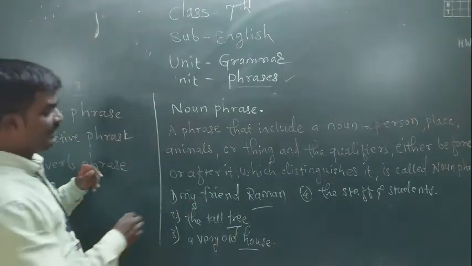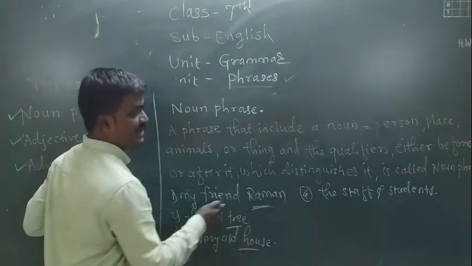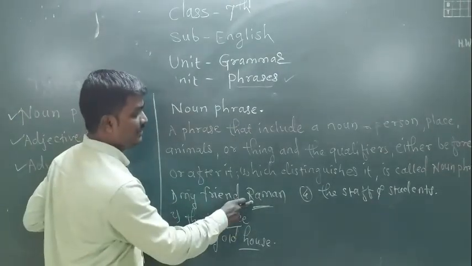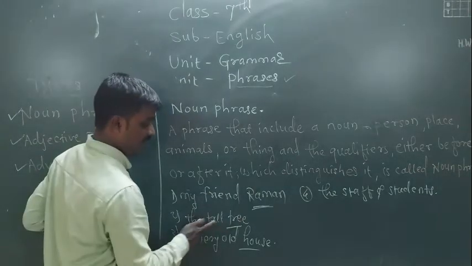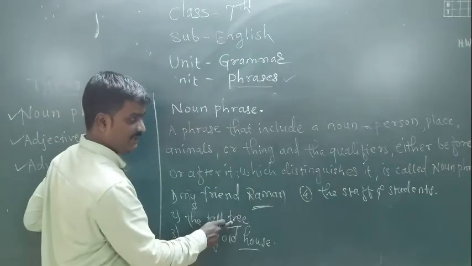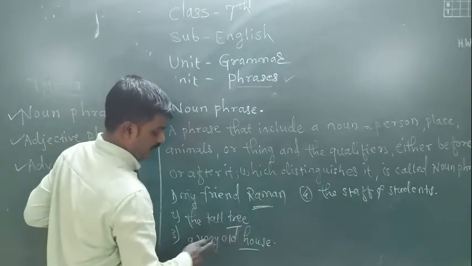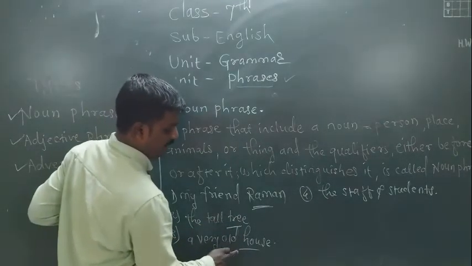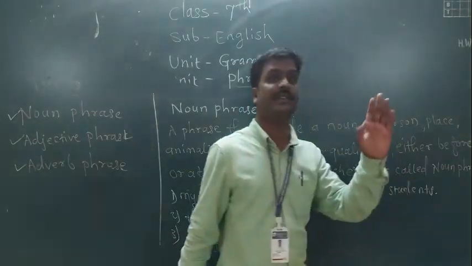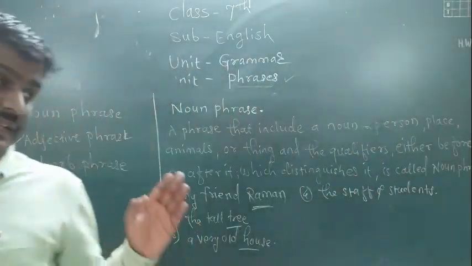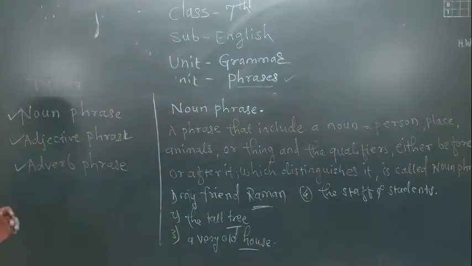Certain examples are given here. My friend Raman. Friends, it is a noun phrase because it qualifies the noun. It represents a noun. The tall tree. Here we are getting the information about the noun. A very old house. It is also about the noun. Staff and students represent a type of noun, and that's why it is a noun phrase. I hope you understood this.